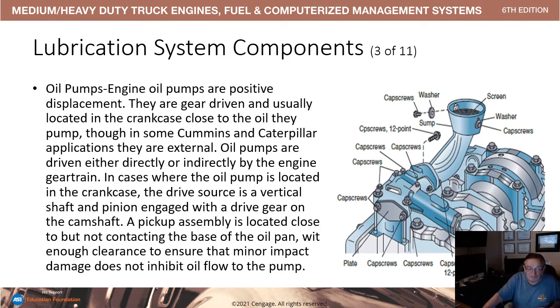Lubrication system components. We're going to go around the drawing. Here we have the washer and the cap screws. This engine is upside down, so you're seeing the pickup for the oil pump. There's some hardware holding the oil pump together, and it's a serviceable item. Here's the relief valve cap. The pickup assembly is located close to but not contacting the base of the oil pan, with enough clearance to ensure minor impact damage does not inhibit the flow to the pump.